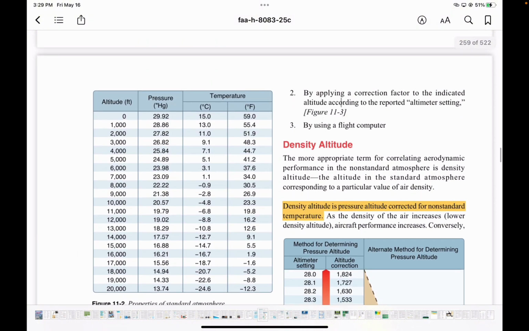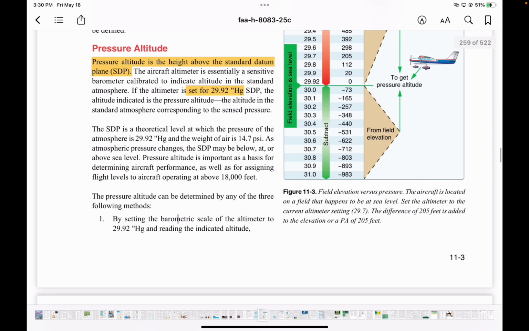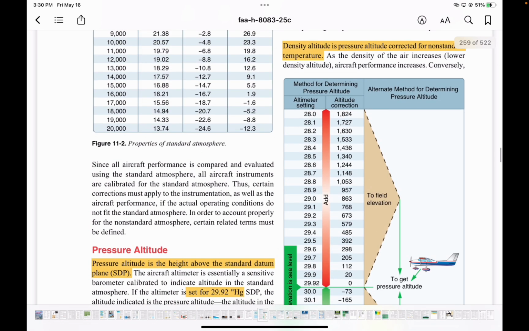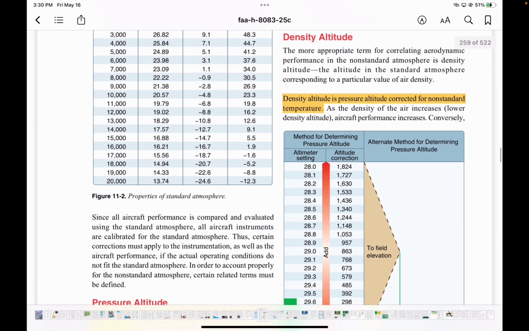So those are the 3 methods. I don't use a flight computer. I do the math. I will teach you the math later. Or I do this, get in the airplane, set the altimeter. But sometimes when you are in the FBO doing flight planning, you don't want to walk all the way to the hangar and get in the airplane just to read a number. So it's just easier to do the math for me, actually.